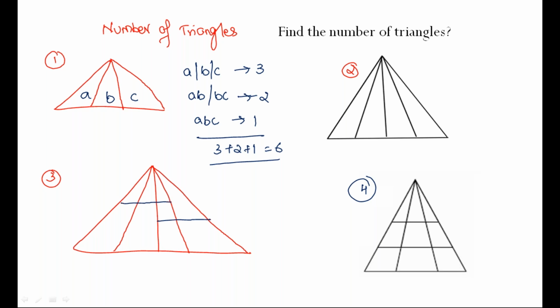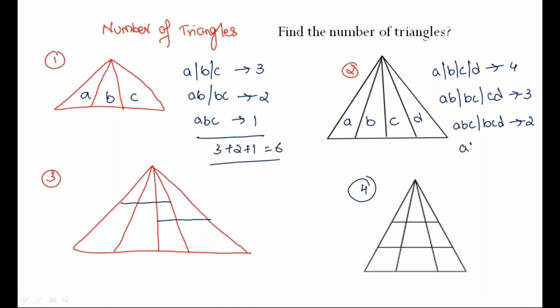Now in a similar fashion, second diagram, I'll give a short trick for that. You just wait for a while, okay? So let's name this as A, B, C, D. A alone one triangle, B alone one, C alone one, D alone one, 4. Then the 2-2 combination: AB is one triangle, BC is one, CD is one. Now we got 3. Similarly 3-3 combination, ABC, BCD, this is 2, and the entire ABCD is 1. Now 4 plus 3 plus 2 plus 1, total 10 triangles in this.